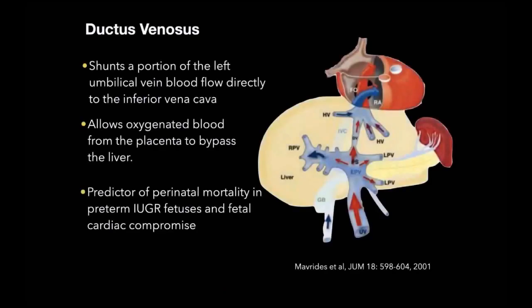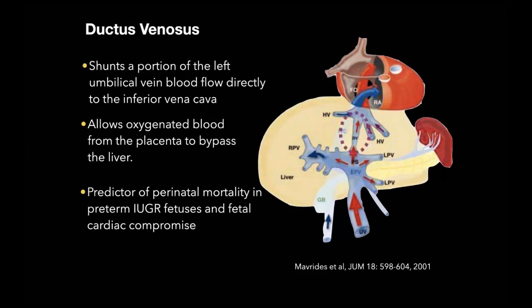Okay, and last but not least is the ductus venosus. This is the only required Doppler in terms of assessing fetal flow. The ductus venosus shunts a portion of the left umbilical vein blood flow directly to the IVC. This allows oxygenated blood from the placenta to bypass the liver. Also, this can be a predictor for perinatal mortality in preterm IUGR fetuses and fetal cardiac compromise.